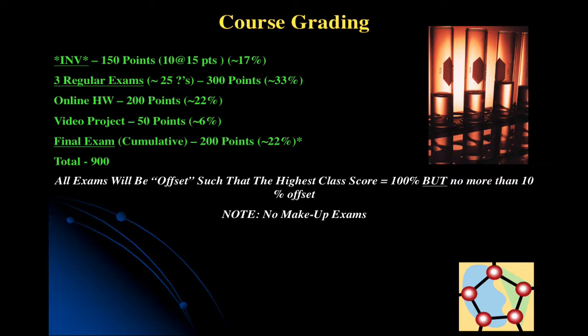So if the highest exam score is a 90, I bump the 90 up to 100 and everybody gets those 10 points. If the highest class score is an 80, I still just bump it up 10 points or 10% points, okay? So note there are no makeup exams in the syllabus.